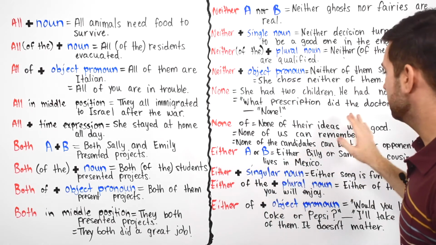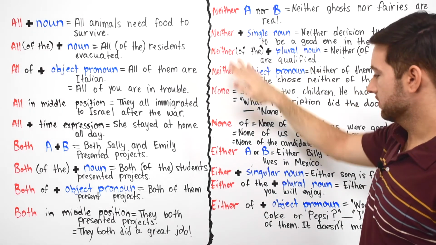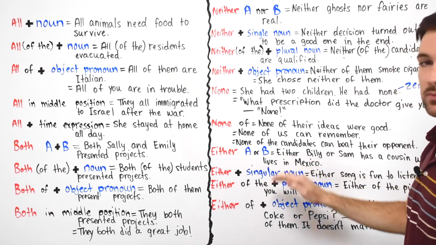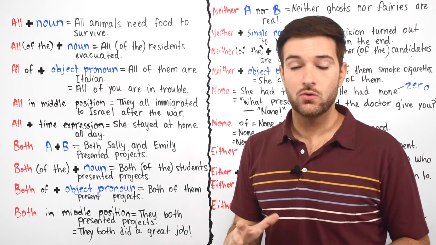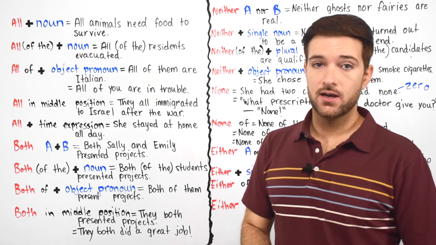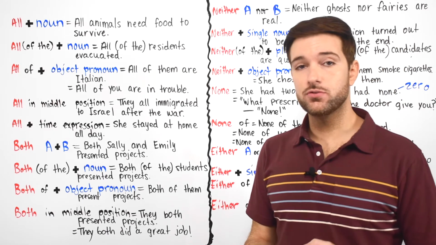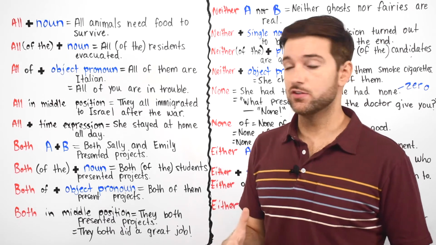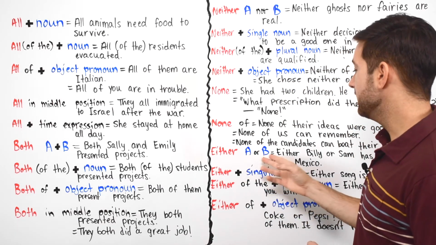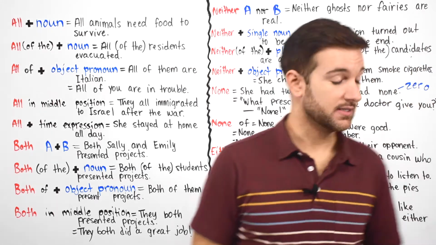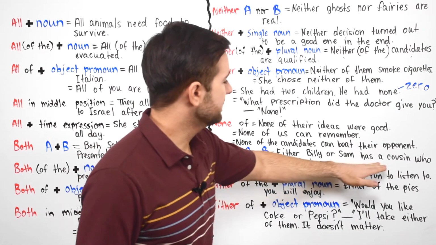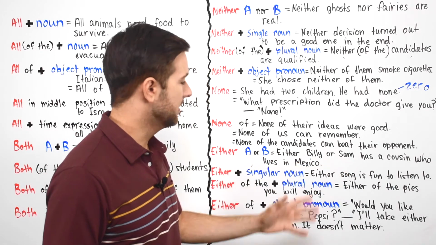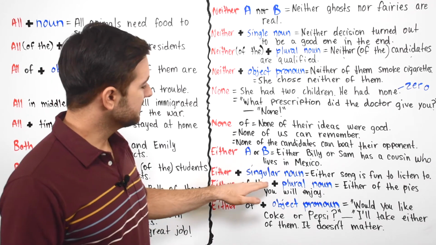Now let's look at either, which sounds like neither. Either A or B. Basically, guys, when we use the word either, it's used for 2 people or 2 things, and it refers to one thing or the other thing, but it doesn't matter which of the 2 things you're talking about. So either A or B, for example. Either Billy or Sam has a cousin who lives in Mexico. So it could be Billy or it could be Sam. We don't know.